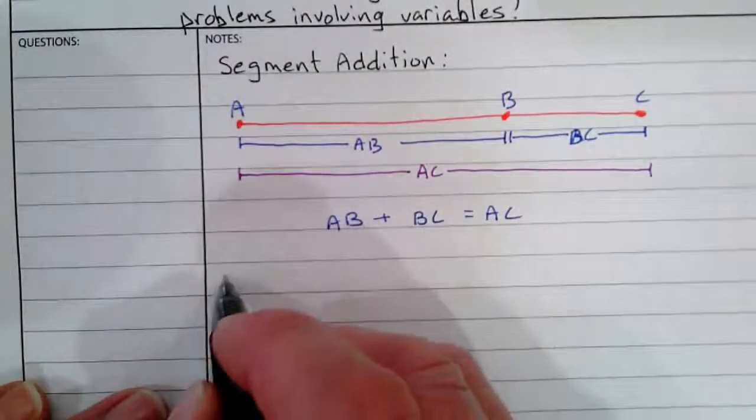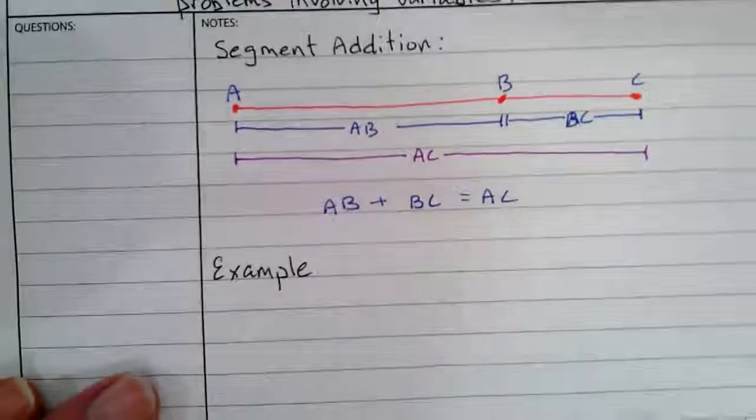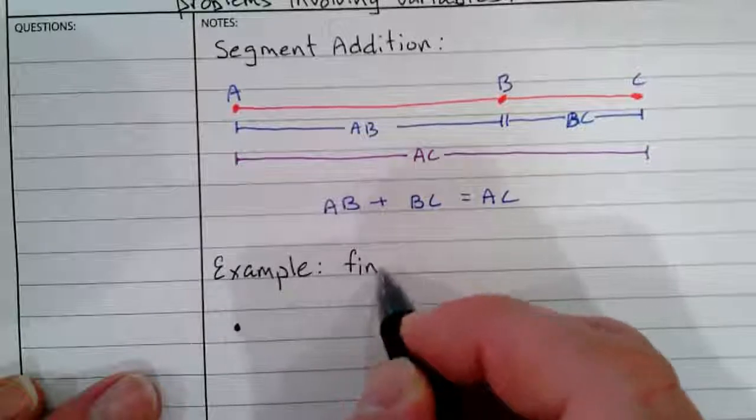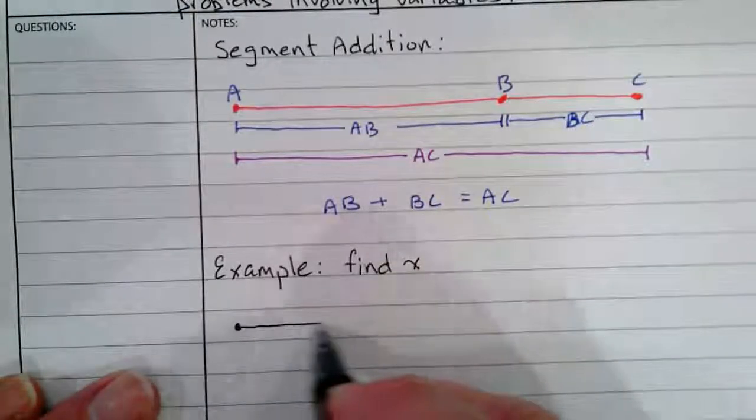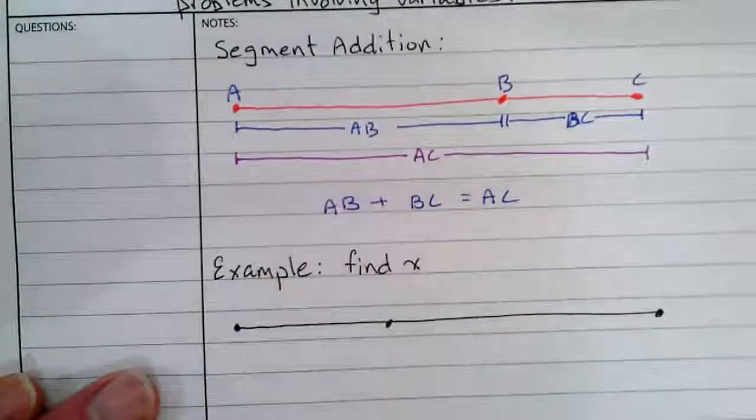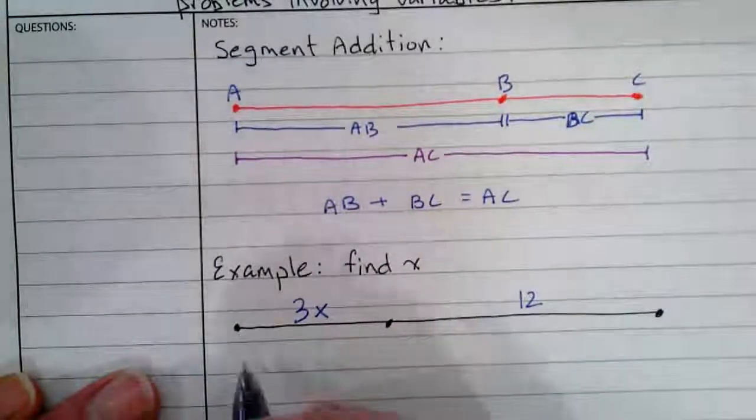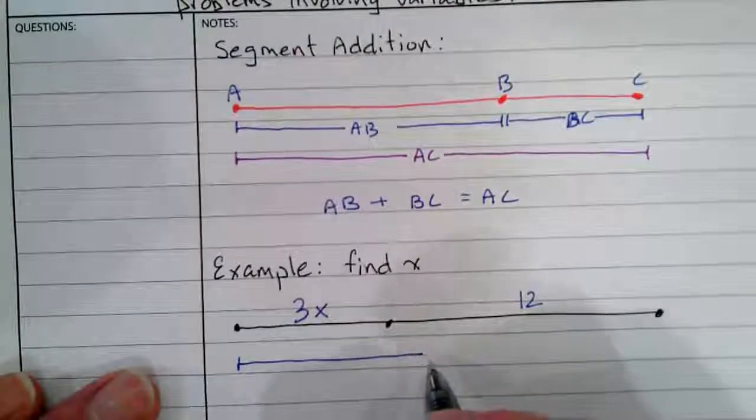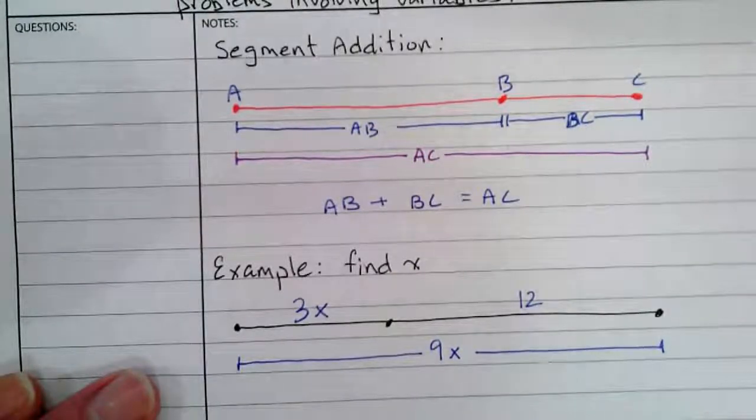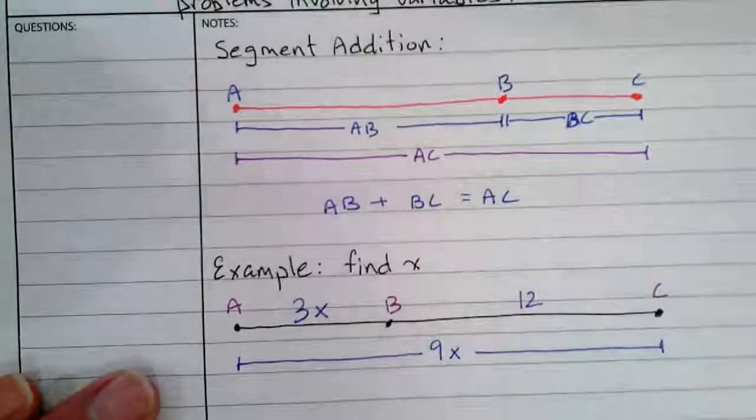So here's our example. Here's our diagram. We're going to find x. We have 3x, this is 12, then all the way across is 9x. And our points are A, B, and C.